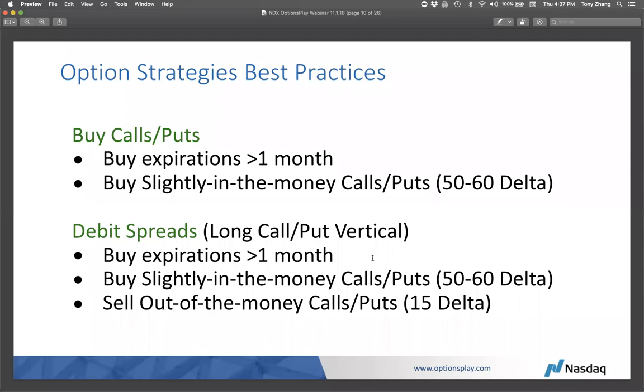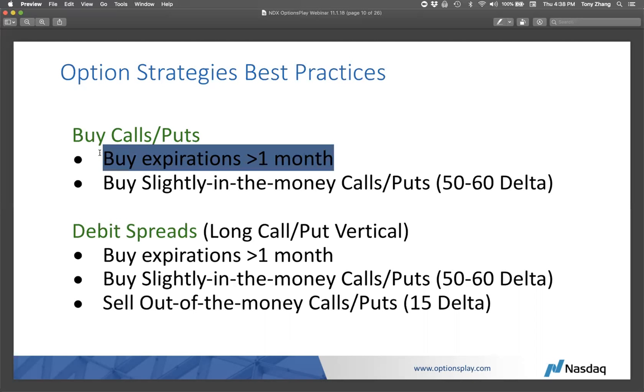So for those of you that are brand new to buying calls and puts, welcome to options. I hope this inspires you to consider taking a look at this as opposed to just outright buying the stock. But when you're buying calls and puts, you generally want to buy expirations that are at least a month or longer, because when you're buying calls and puts, time value or time decay is working against you. You want to minimize that to some degree by buying slightly longer dated options.